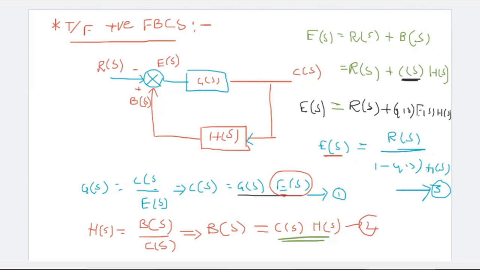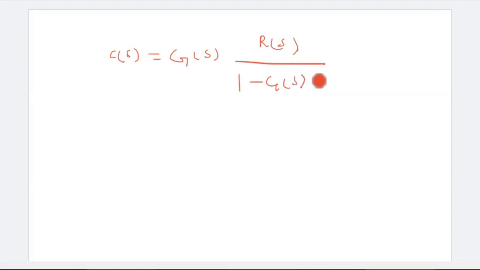Then we are getting C of S is equal to G of S into R of S by 1 minus G of S into H of S. G of S into R of S by 1 minus G of S into H of S.